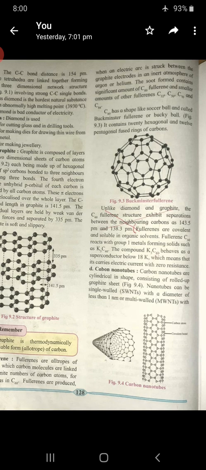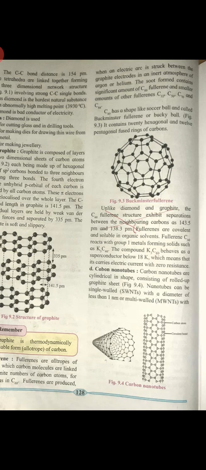The C60 fullerene structure exhibits separations between neighboring carbon atoms of 143.5 picometer and 138.3 picometer. Okay. Fullerenes are covalent and soluble in organic solvents. Each carbon atom produces covalent bonds.